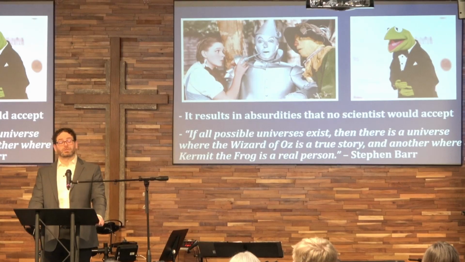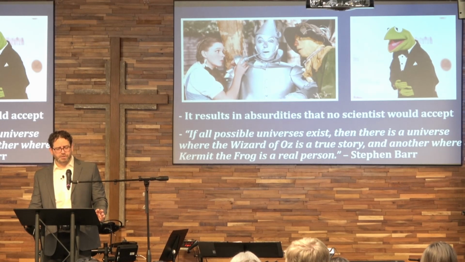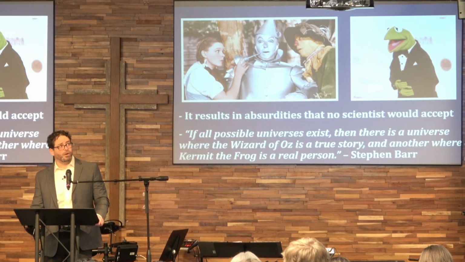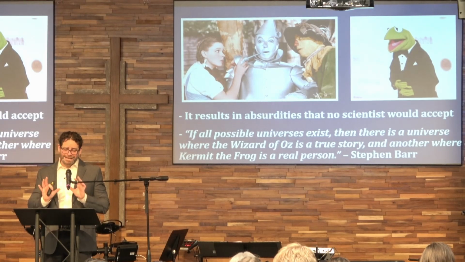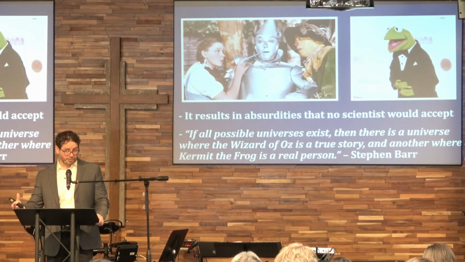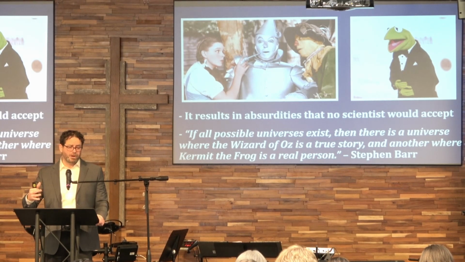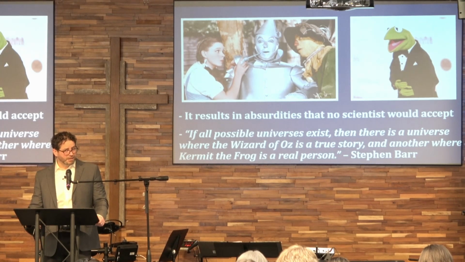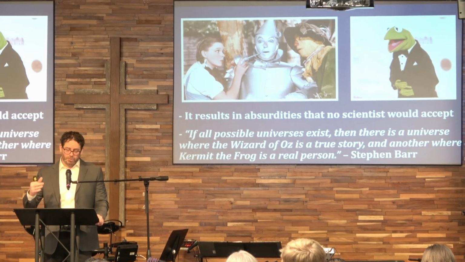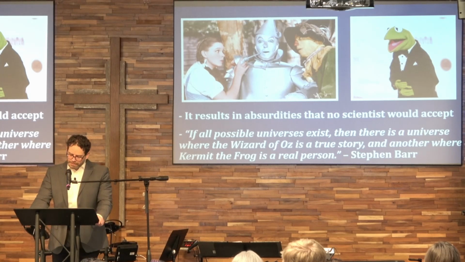It also results in quite crazy absurdities. And this would be like a reductio ad absurdum argument, showing how your opponent's position leads to absurdities. This comes from Stephen Barr. Because if you think about it, if there are an infinite amount of universes, then anything that could possibly happen has happened in one of those universes. So then you have situations as follows, where the Wizard of Oz actually took place, or that Kermit the Frog is a living being who's the President of the United States. It results in absurdities. It's comical to point those things out, but it's important to show that this multiverse idea just does not work.